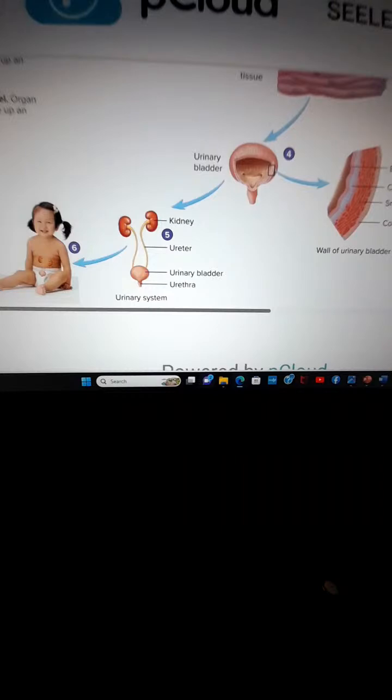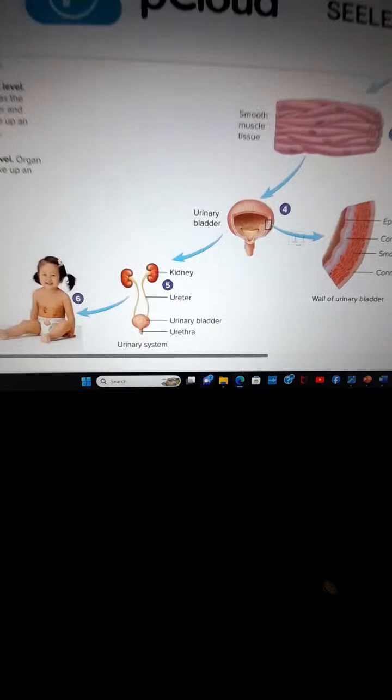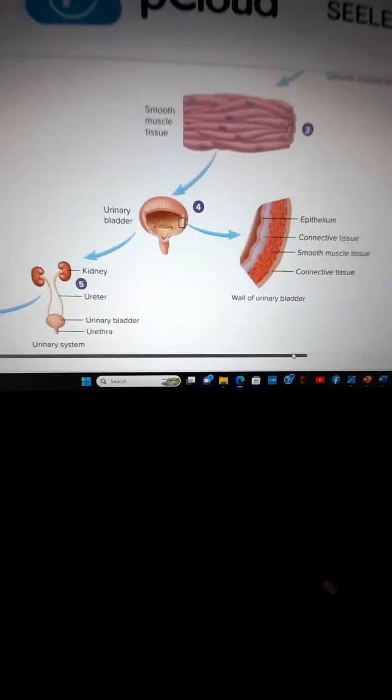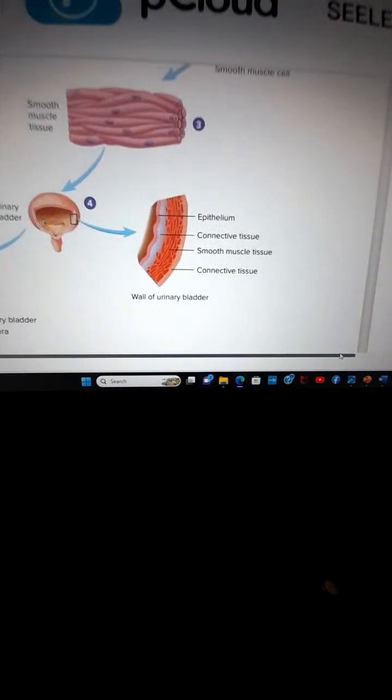Pee. Okay. Up here is the urinary bladder. This is our urinary bladder, ladies. We be having some weak bladders and stuff. Here is the wall of the urinary bladder, and it's made from epithelium. Then you have the connective tissue, then the smooth muscle tissue, which helps the transition of the urine, and then you have the connective tissue. And this is the wall of the urinary bladder.